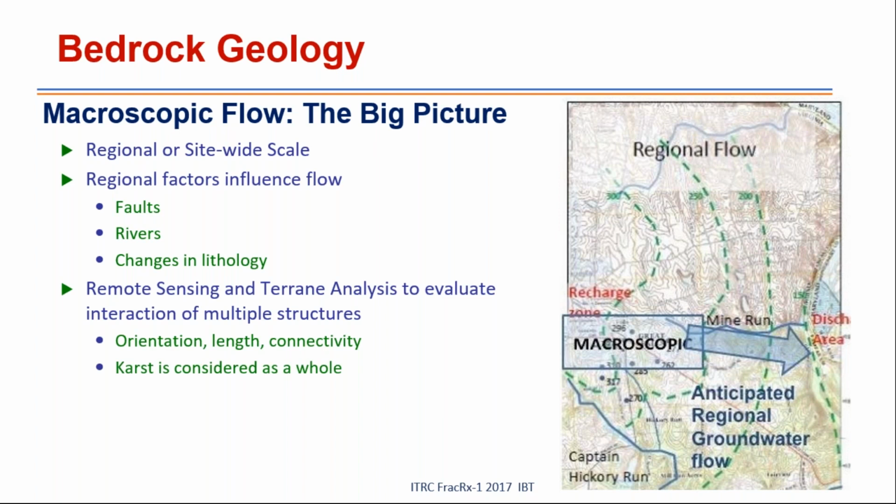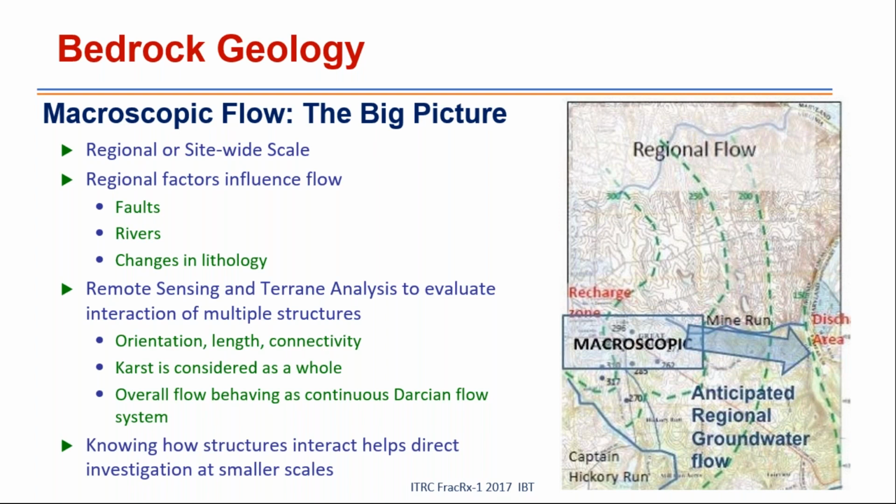Now, when you start looking at karst or limestone, you have to look at that as a whole. And you can really say that for other rocks too. When you use a 30,000-foot view, consider it a whole and look for anticipated regional groundwater flow. So overall, you can treat this flow behavior as a continuous Darcy flow. When you get down lower, it's not Darcy flow in the fractures, etc. But at this point, you have to assume that.